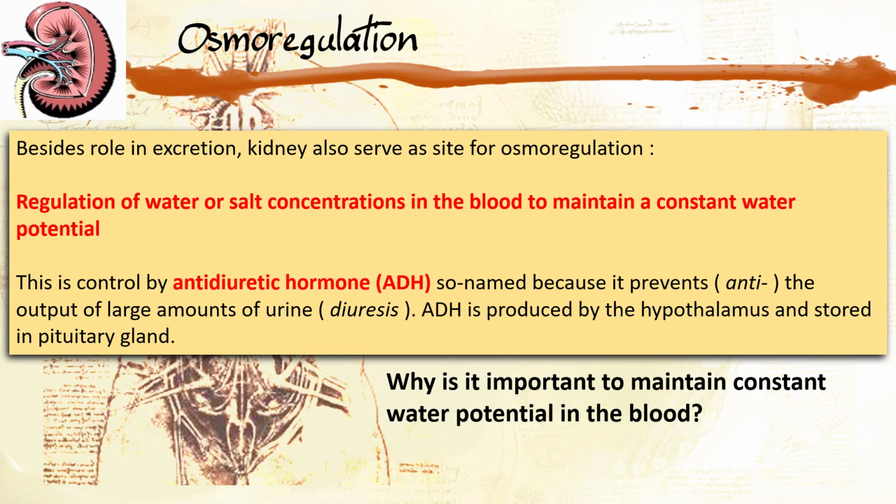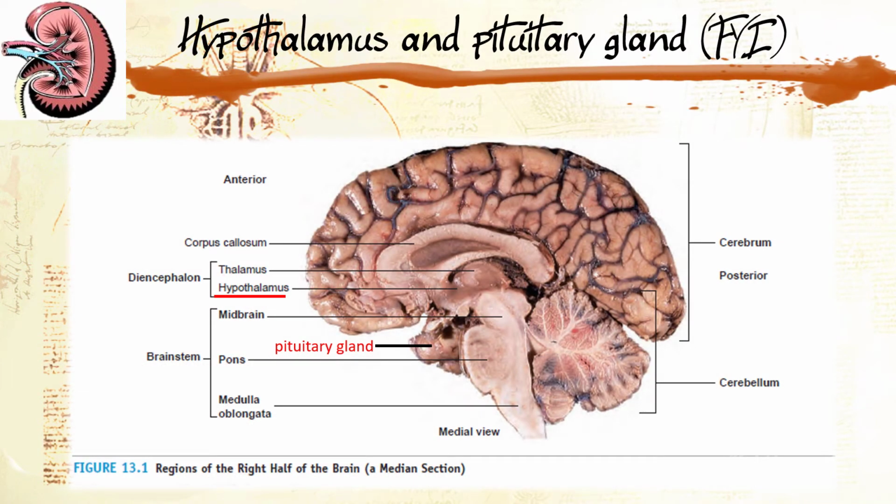Having said all of this, ADH is produced by the hypothalamus and is stored in the pituitary gland. This part I would say is extra knowledge, but I will just go through it for your additional info. Right here we have a diagram of a brain. You can see the hypothalamus in the middle, and the pituitary gland is connected somewhat below the hypothalamus. You can go Google and read up more about the hypothalamus as well as the other hormones it produces.